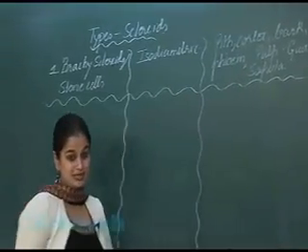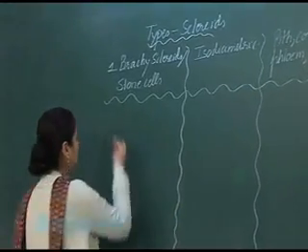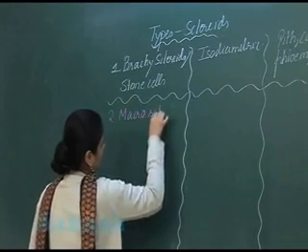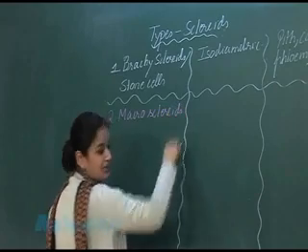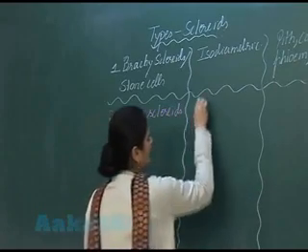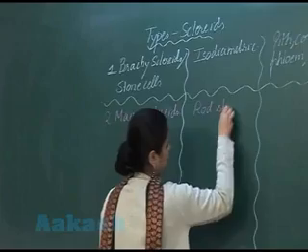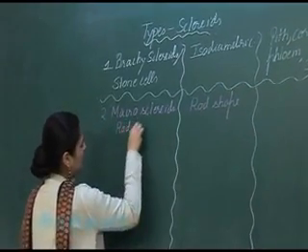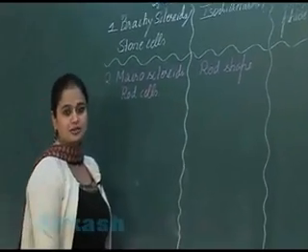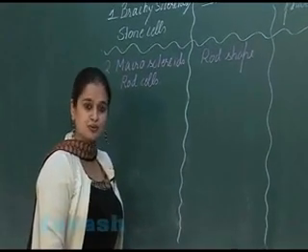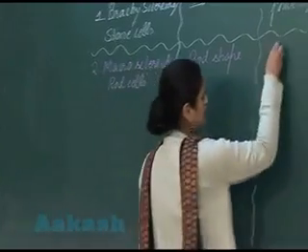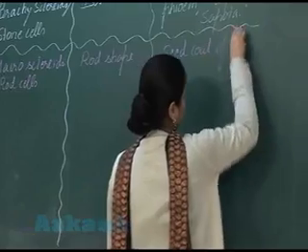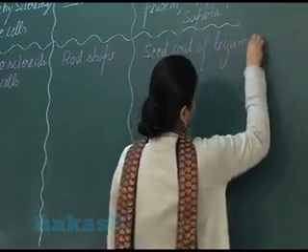Second category is macrosclereids. As the name suggests, they are going to be large in size. They are rod shaped. That's why they are also known as rod cells. They are present in the seed coat of leguminous plants, the seed coat of legumes.